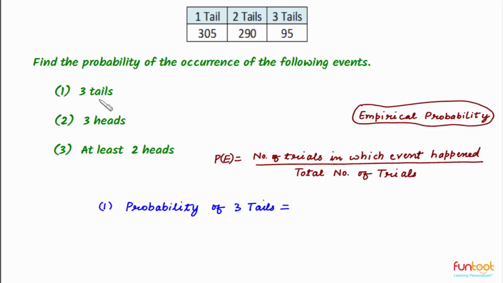Finding the first part, that means the probability of 3 tails, is very easy. We know that the total number of trials is 800 and it is given that 3 tails appear 95 times. So the probability of 3 tails will be 95 divided by 800. So this will be equal to 19 by 160.